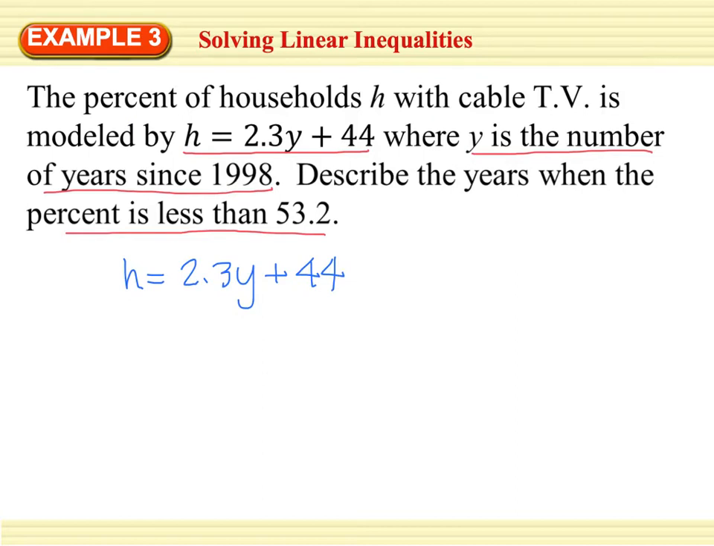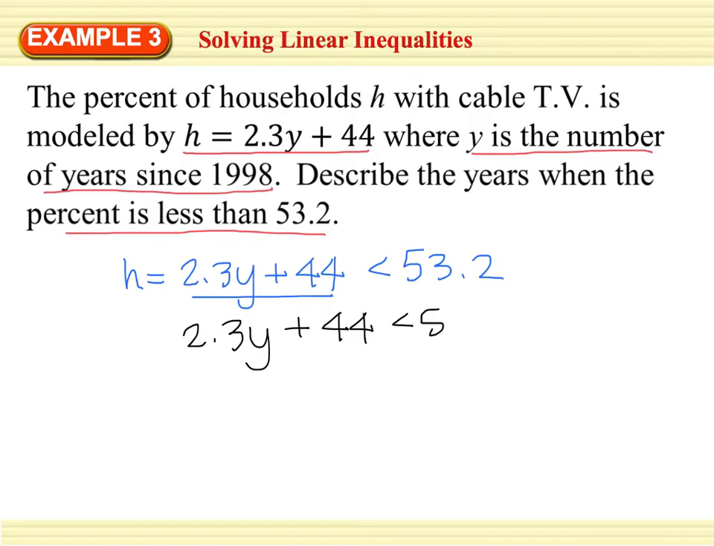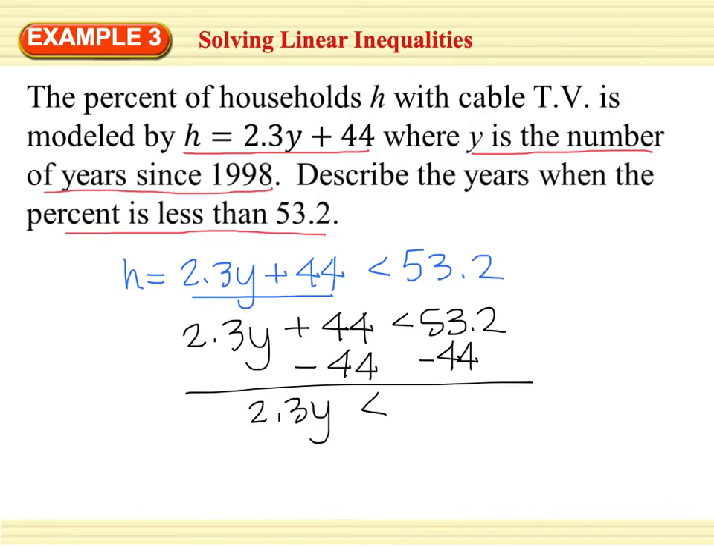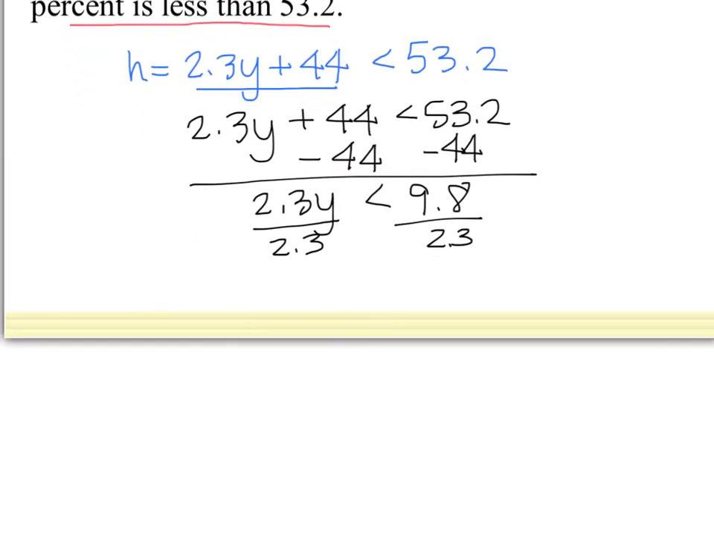So what that tells me is I'm going to take this equation and set it less than 53.2. So essentially what we have is 2.3y plus 44 is less than 53.2. Now I have my inequality and I can go ahead and solve. So to solve, I'm going to subtract 44 from both sides. And we're left with 2.3y is going to be less than 9.8. And if I divide both sides by 2.3, you'll see that we end up with y is less than 4. Okay, so here is my algebraic solution.